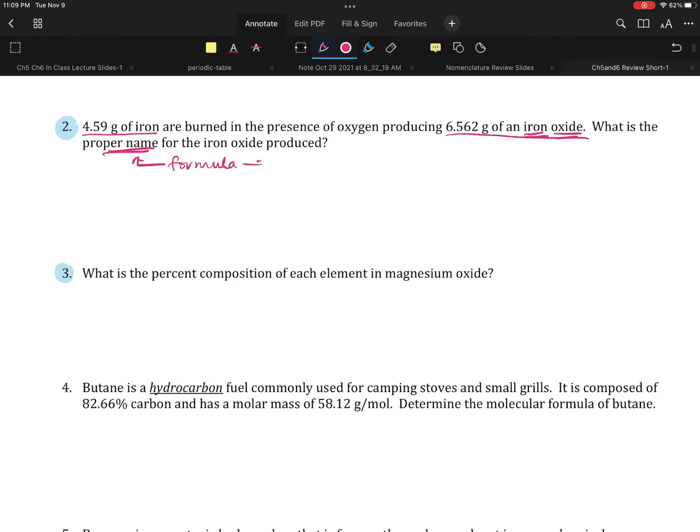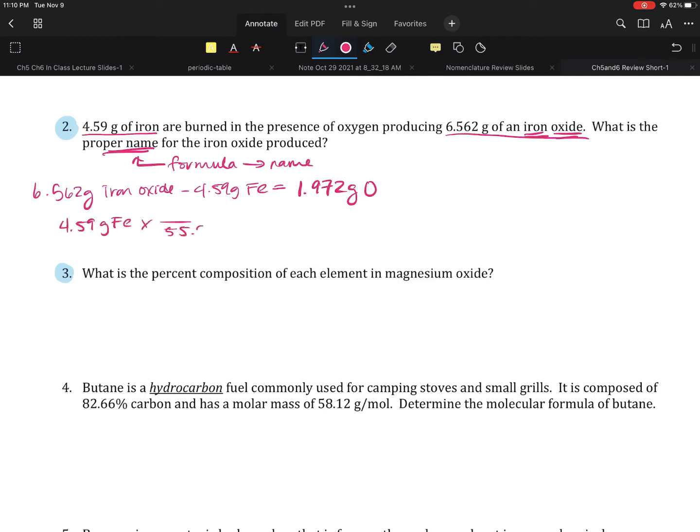And in order to do that, we need its formula, right? So first, come up with the formula, then we can come up with the name, which means we need to know the respective pieces, right? How much iron and how much oxygen. So if we take the mass of our iron oxide and subtract off the mass of the iron, we end up with the mass of, that's right, oxygen.